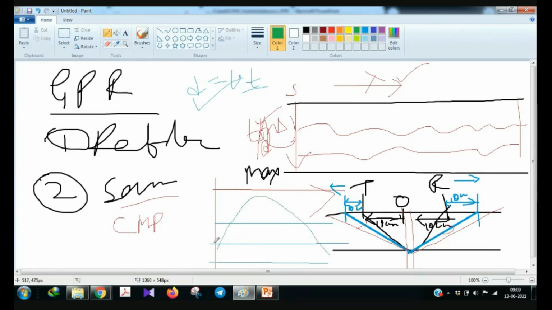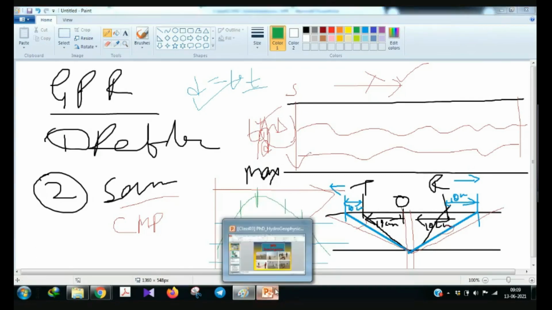This is how a CMP curve will look like. This is for the closest distance, and then this will be the second point, this will be the third point. This is how CMP data will look like.